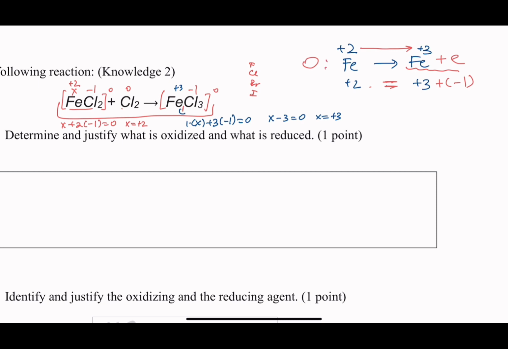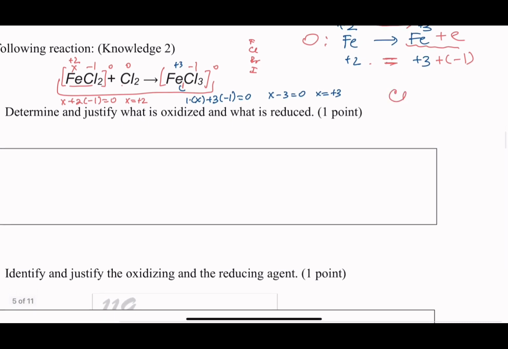And then if you look at the chlorine over here, it went from 0 to -1. Don't worry about this chlorine. Worry about the sign change. Wherever there's a sign change, include that one on the left and include this one that we have on the right. So now we do charge balance.